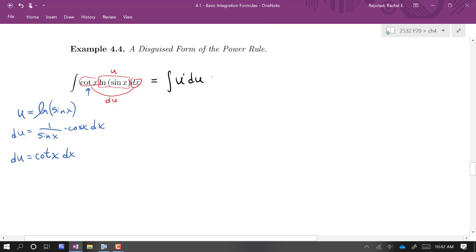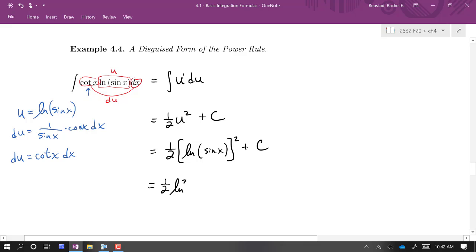That's u to the first, so when we integrate, we get 1/2 u squared plus a constant. And putting our x's back in, we get 1/2 times ln of sine x, all squared. I'm using brackets here so it doesn't look like I'm squaring the sine. I'm squaring the whole function, not the argument inside the function. You could also write this, and you might see it written as 1/2 times ln squared of sine x. Either's fine.